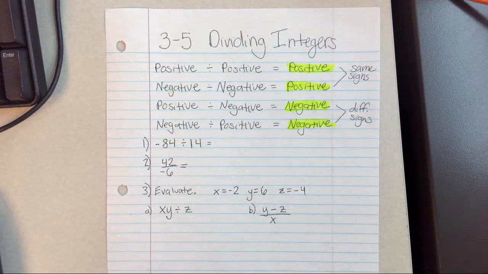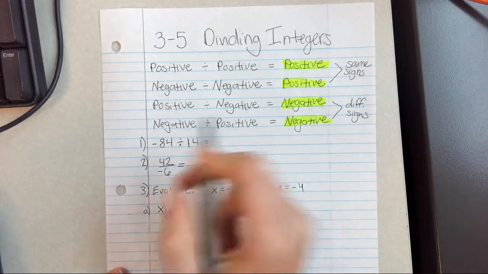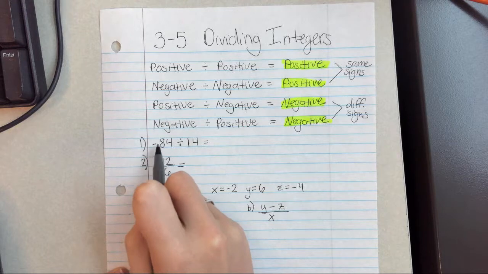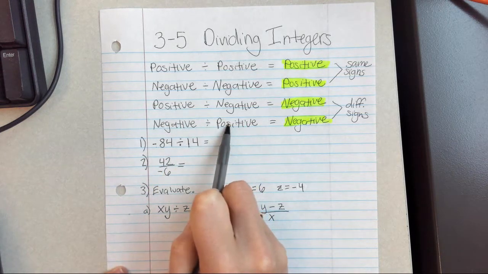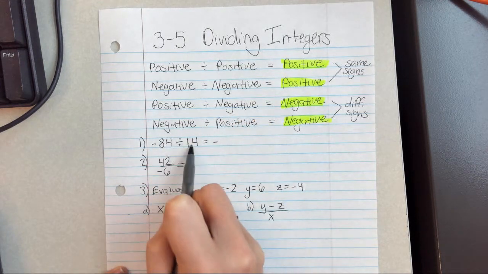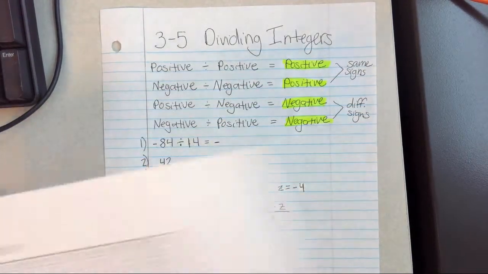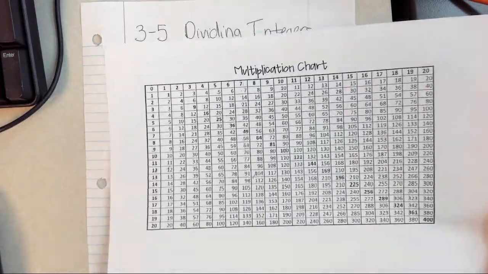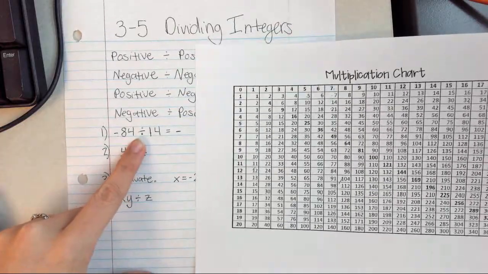So first of all, some easy problems, and the way you work through these is I always start off with whether it's positive or negative. So we have a negative divided by a positive. Well, a negative divided by a positive, there's different signs, so it's going to be negative. And 84 divided by 14 isn't something most people just know off the top of their heads. I give you all a multiplication chart in class, remember, and we talked about how you can use this to do your division, even though it's a multiplication chart.